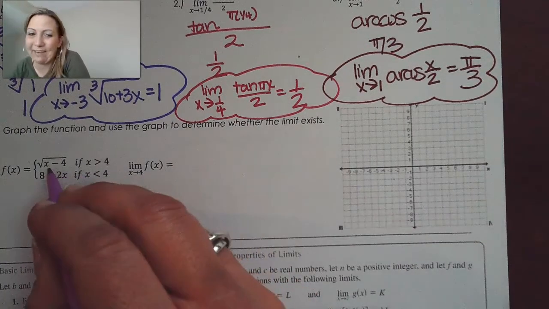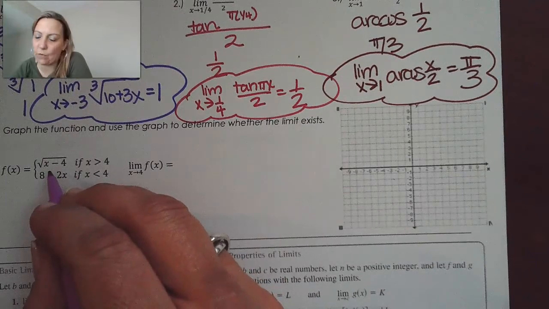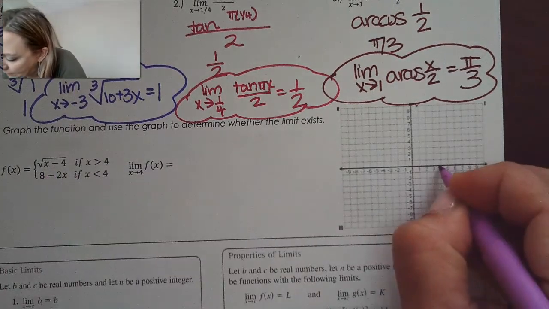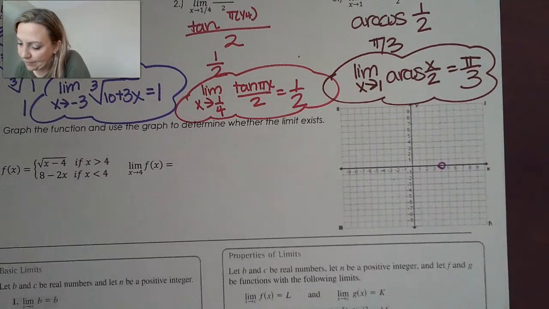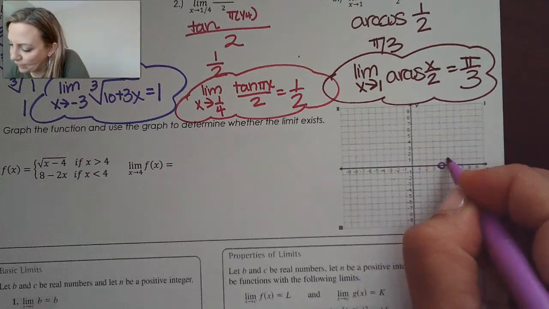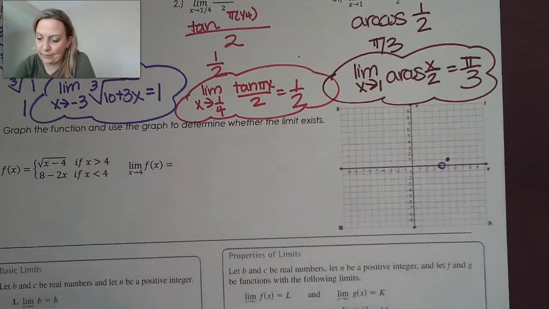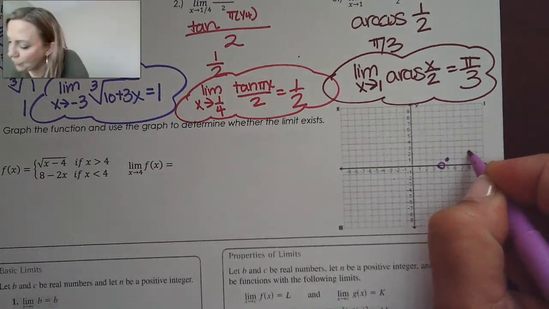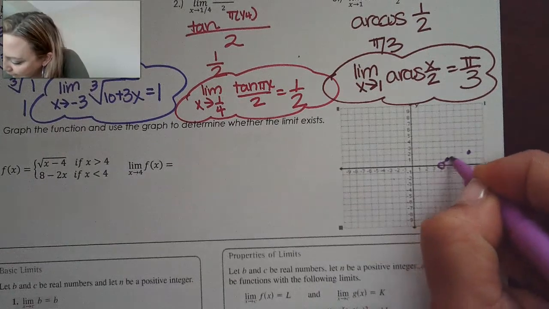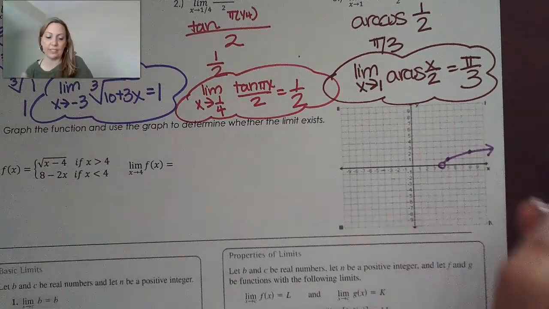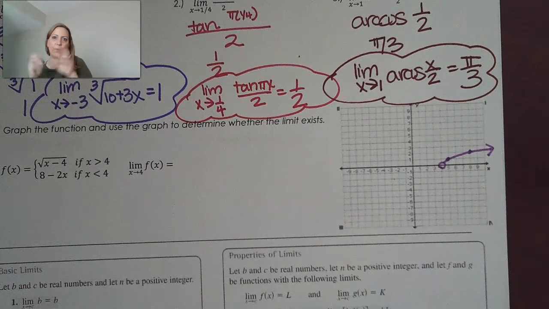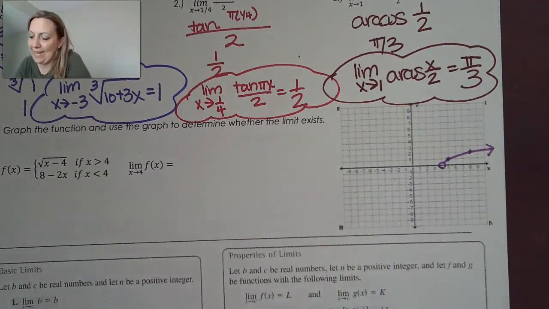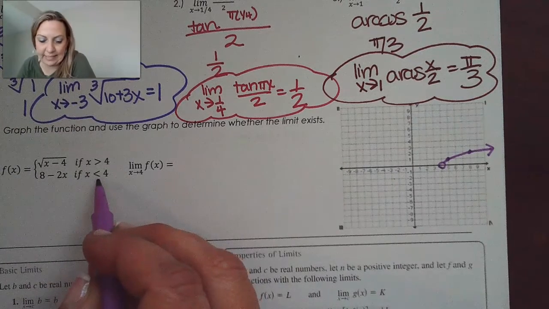So I'll start at 4 and then make an open circle. 4 minus 4 is 0, so there's going to be an open circle at 0. And then 5 minus 4 is 1. And then we would take 8 minus 4 is 4, square root is 2. So this is what this would look like. And if you know your families of functions, that makes sense that you'd have an endpoint at (4, 0) in that shape.